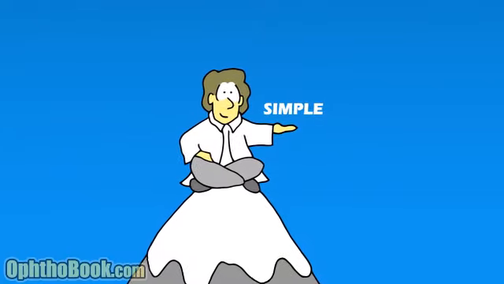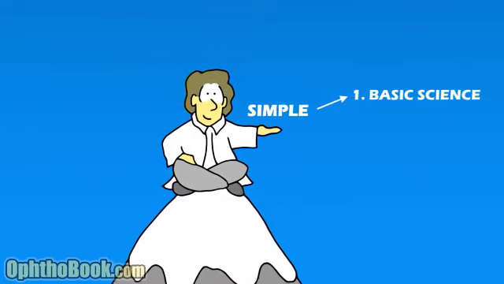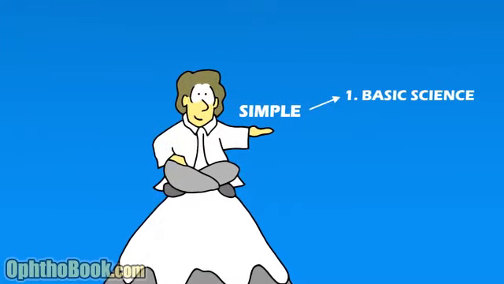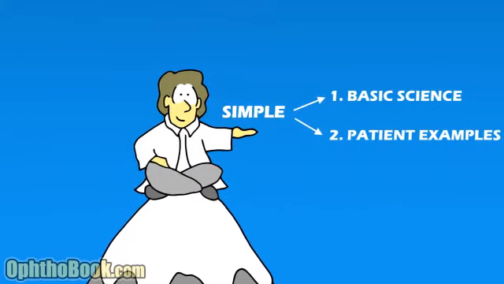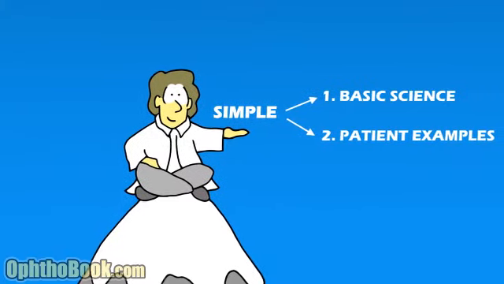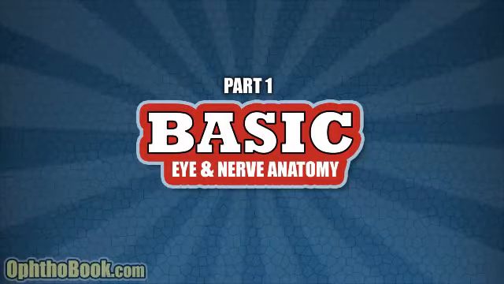So we're going to do this in 2 parts. The first part of this lecture, I'm going to basically do the basic science. What are the muscles? What are the cranial nerves? What do they cause? But the majority of this lecture is going to be patient examples. What do patients look like in real life when they present with these problems? And some pearls on how to treat and what to look for. So let's begin with eye and nerve anatomy.